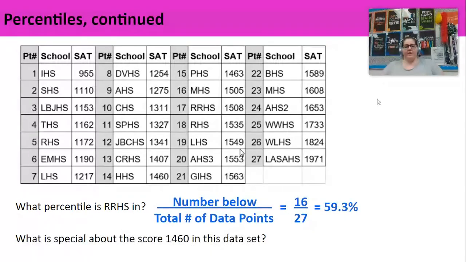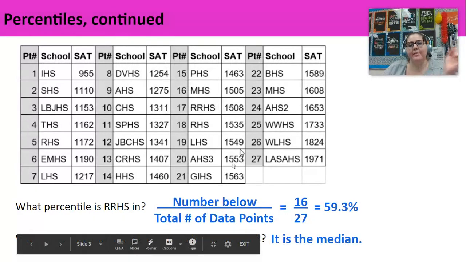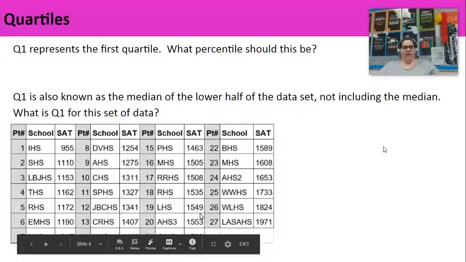The next question says, what is special about the score 1460? So 1460 is right here. It's number 14. And if I look carefully at that number, I can see that there are 13 values below that number, and there are 13 values above that number. So that number is the median. It's the number that's in the middle. We've talked about median already. We count to the middle if they're in order, which these are.